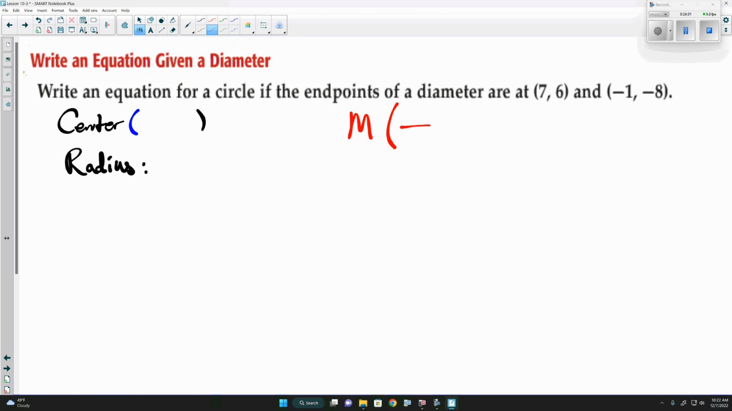So we can use these 2 points here. In our midpoint formula, we add the 2 x values together and divide by 2. We add the 2 y values together and divide by 2, and that will give us our center. So for us here, we're going to have 7 plus negative 1, and 6 plus negative 8. Well, 7 plus negative 1 is 6, and 6 divided by 2 is 3. Or we could plug 7 plus negative 1 over 2 into the calculator, and it'll tell us that it is 3.